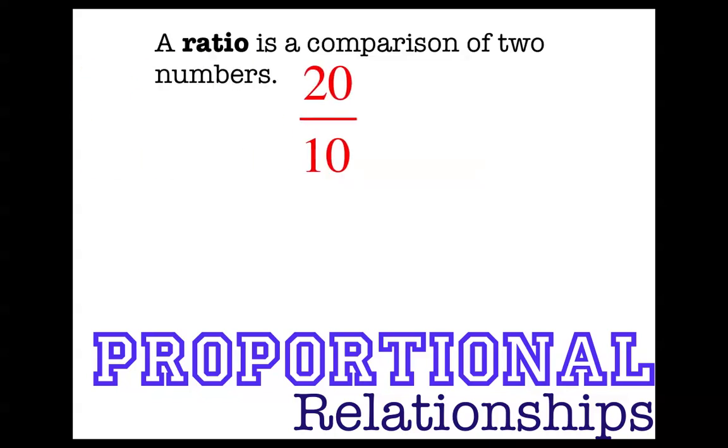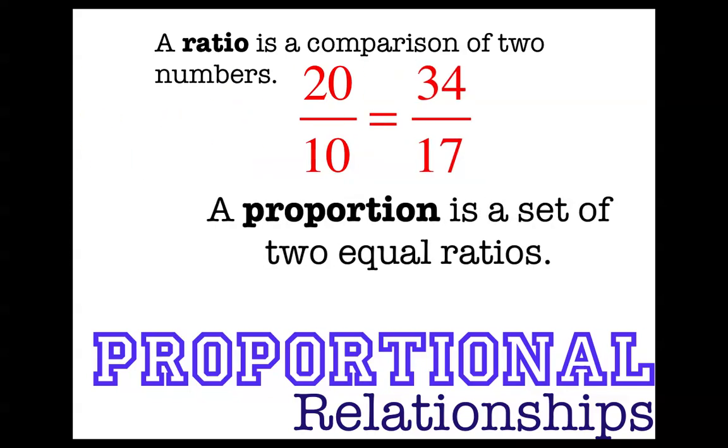So a ratio is when you compare 2 different numbers. Like you might say at a party, there's 20 girls and 10 guys. That's a comparison of the number of girls and the number of guys. A proportion is a set of 2 equal ratios. So a proportion is when one ratio is equal to another ratio, and a proportional relationship is when numbers have a relationship with each other where there's a constant relationship between the pairs of numbers.